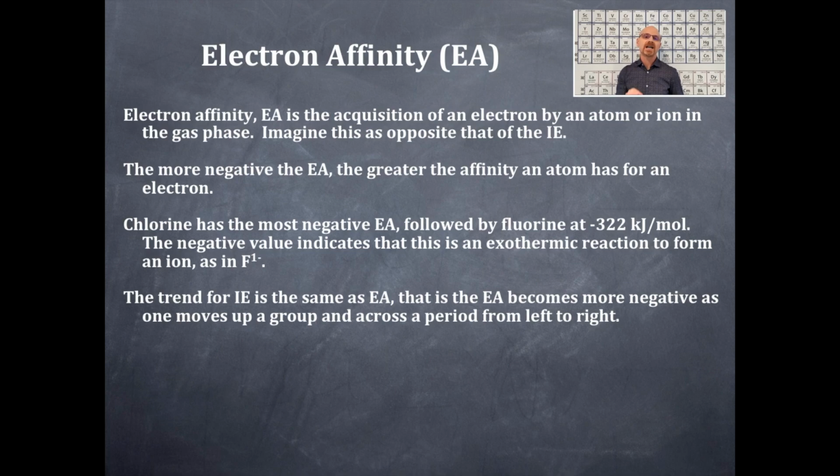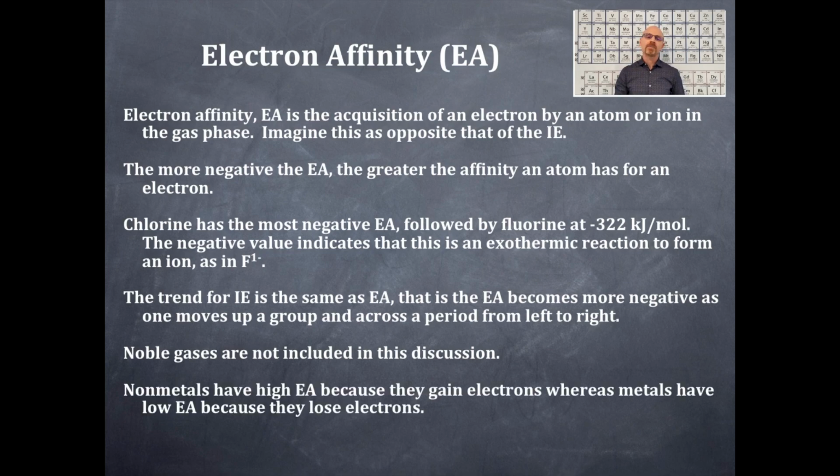The trend in ionization energy is the same as electron affinity, and that is the electron affinity becomes more negative as one moves up a group and across a period from left to right. Okay? All right. Noble gases are not included in this discussion whatsoever. Nonmetals have high electron affinity because they gain electrons, whereas metals have low electron affinity because they lose electrons.